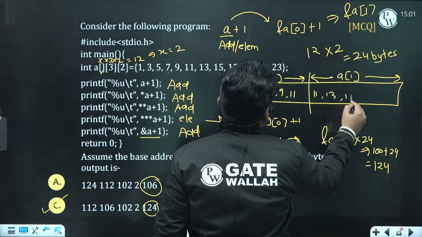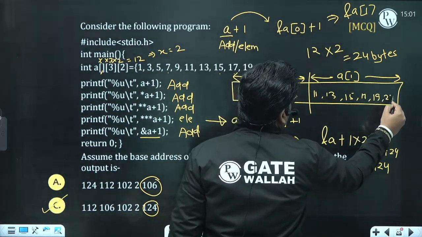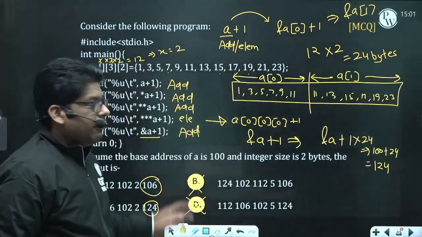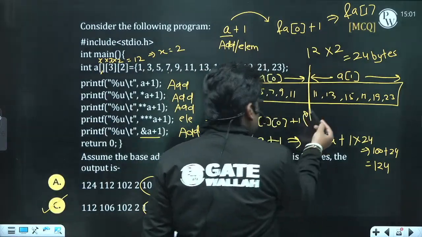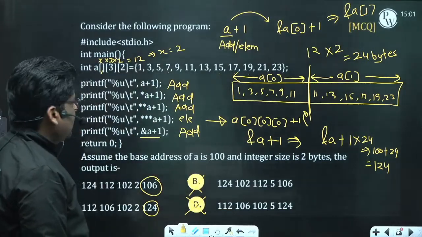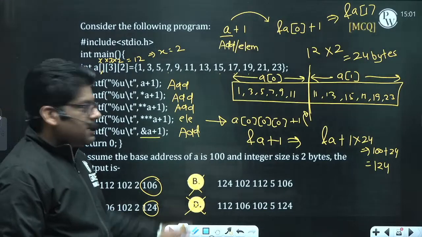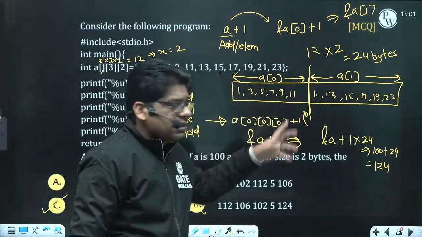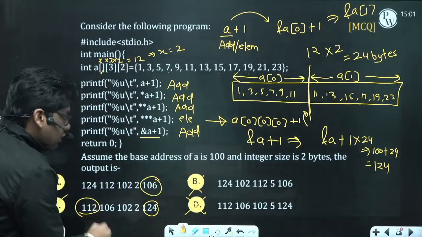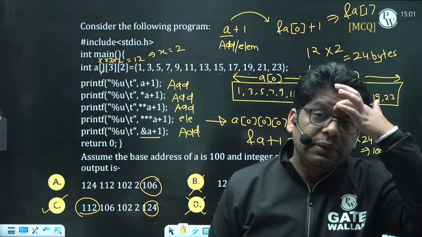11, 13, 15, 17, 19, 23. So the first printf is saying address of A of 1. That means this address. You can easily calculate this. Is that okay? 6 elements, that means 12 bytes. 100 plus 12. The address is 112. See, the answer is 112. Is that okay?